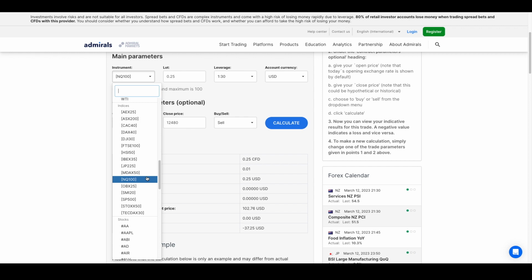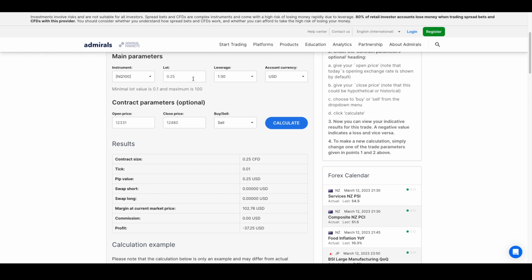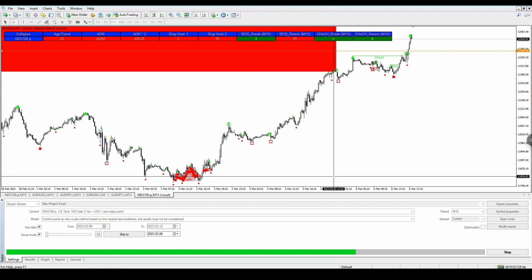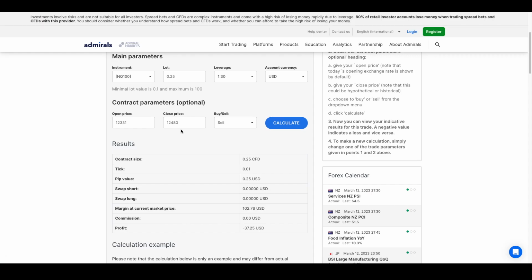You have an absolute wide range of instruments you can use: stocks, oils, indices, currency pairs, metals, everything is pretty much here. And then you can also change your lot size. The leverage here goes up to 1 to 500, which is great, and you can change different currency pairs here as well. Now it does have an open price, so this is where that red square was on the chart, and our close price would be where our stop loss would be.